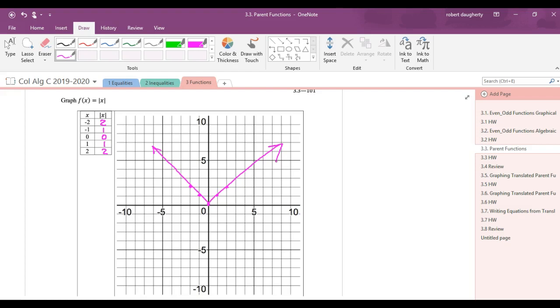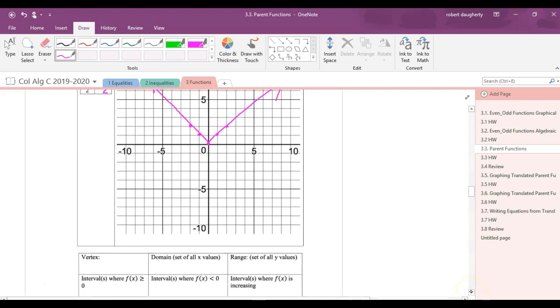So let's look at the properties of this function, okay? This one has a vertex. What do you think the vertex is? 0, 0, okay? The domain, the set of all x values, okay? So if I start traveling from left to right, what kind of x values do I get on this plot? What are the x values? It keeps on going. How far does this keep going? Forever. Yeah, so the x values are going to be negative infinity to infinity.